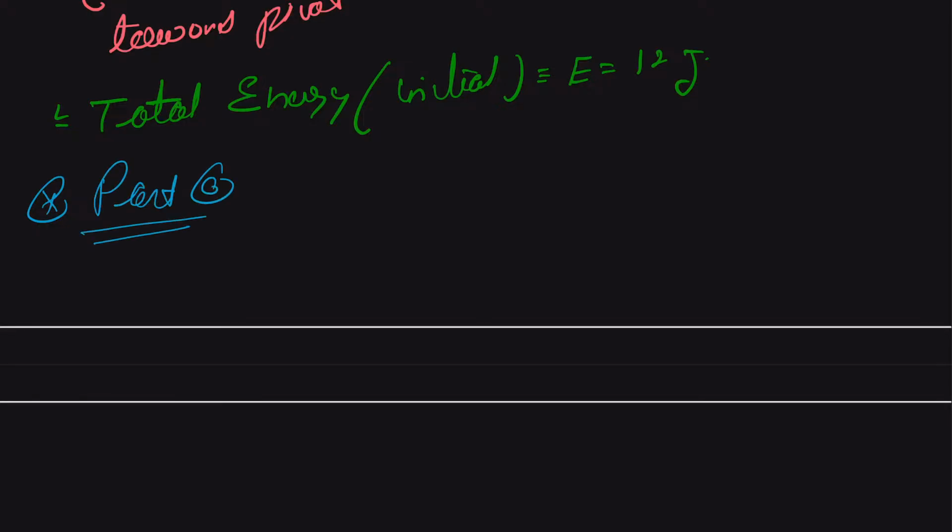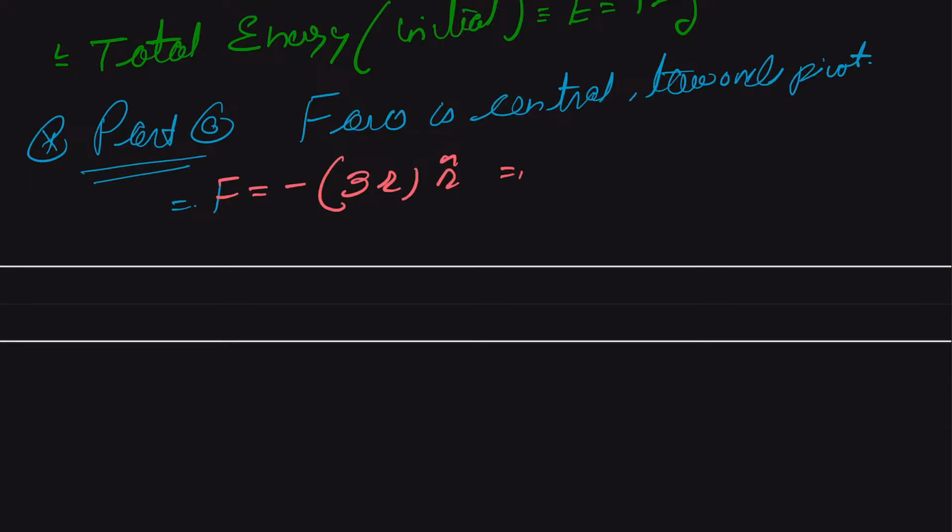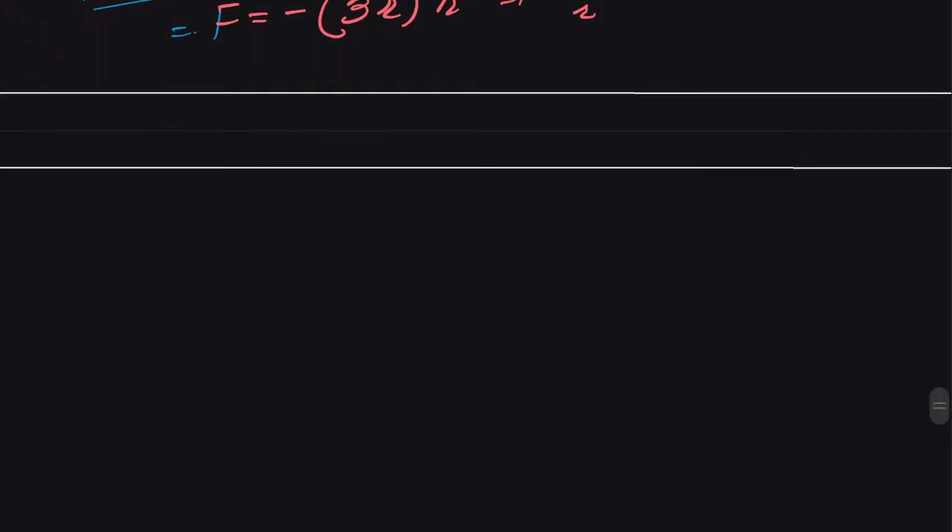And we are given that force is a central force, towards the pivot. Therefore we can write that force F is equal to minus of 3r, and this is r unit vector. Therefore we can say that this radial force Fr will be equal to minus of 3r, and from here we can find out the potential energy.